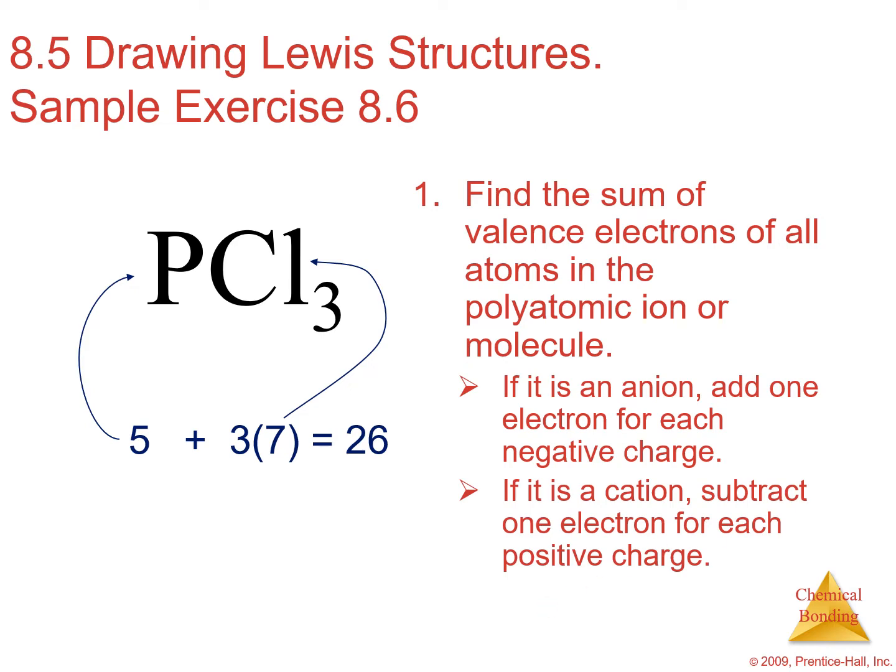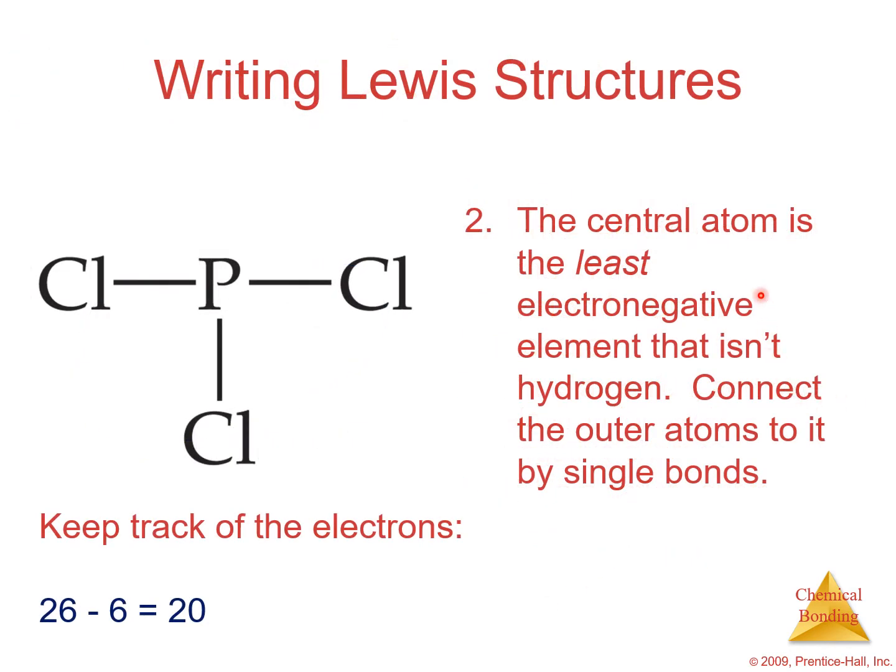Then, the central atom is the least electronegative element that isn't hydrogen, of course. Now connect the outer atoms to it by single bonds, as you can see here. Keep track of the electrons. Total 26 minus 2 plus 2 plus 2, 6 in bonding, so 20 electrons remain.